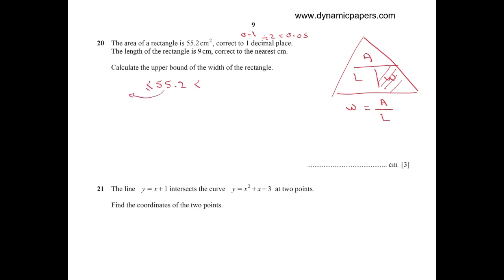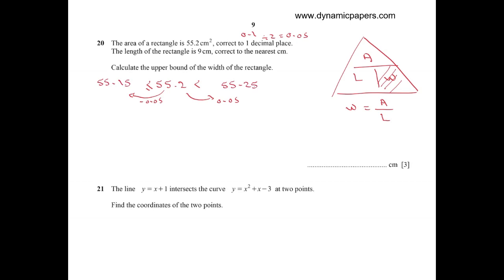minus 0.05 and plus 0.05. The lower bound of the area will be 55.15 and the upper bound is 55.25.